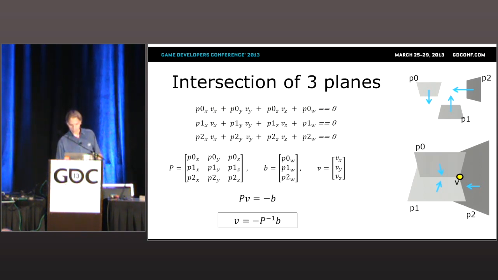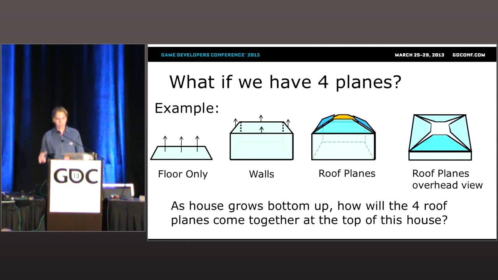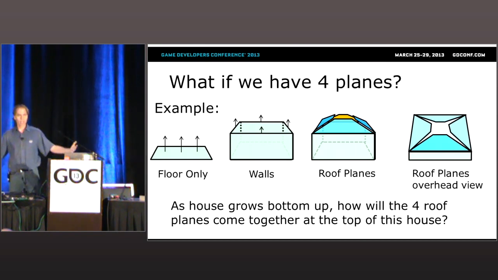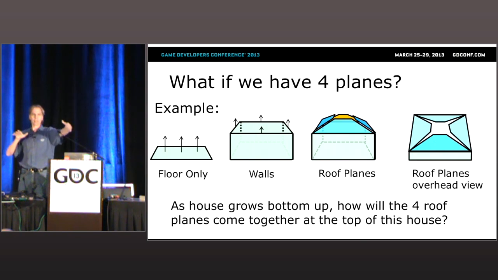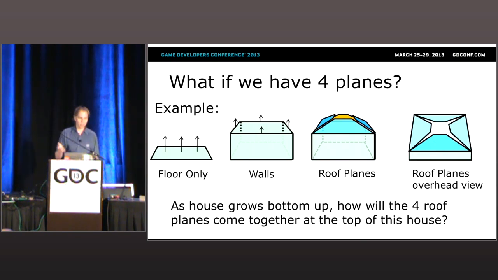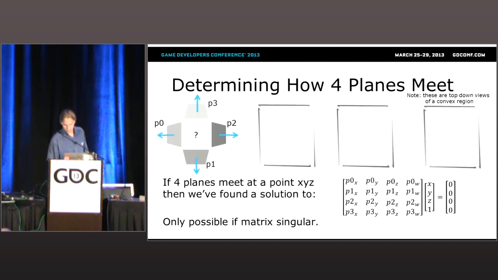Okay. All right. So what if we have 4 planes? Well, I have to explain what I mean by this problem, and I'm going to do it with an example. Let's say I'm building a house. So I start with this floor, and I build up the walls, and then I'm constructing the roof. And before I'm done, I want to know, what's the top of that house going to look like? How do those 4 planes come together, just based on the plane equations? And there's 3 possibilities for that.